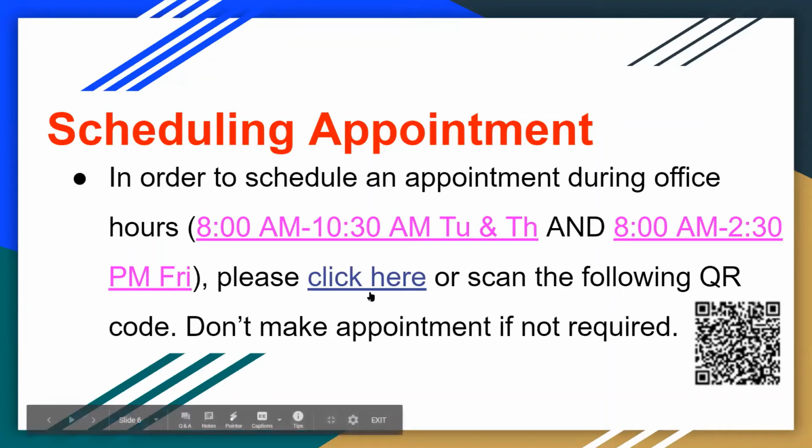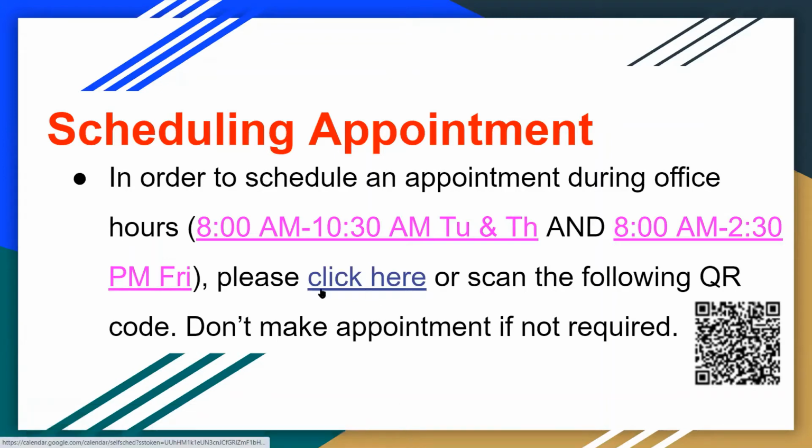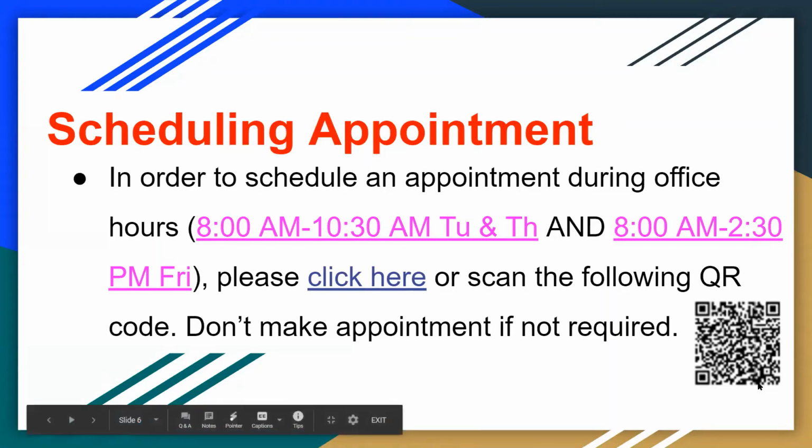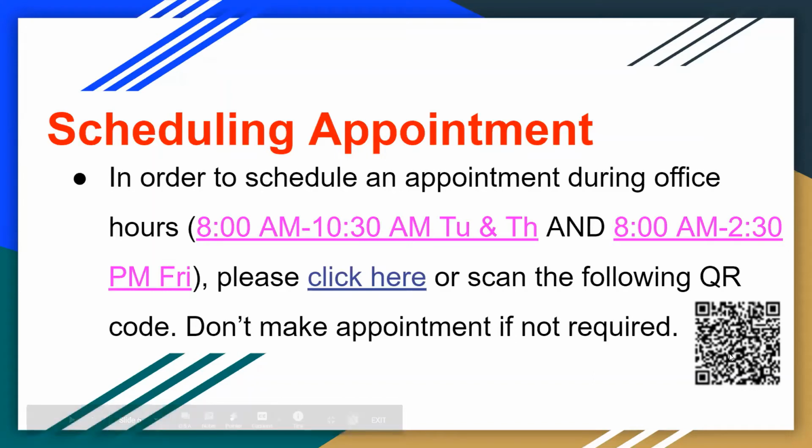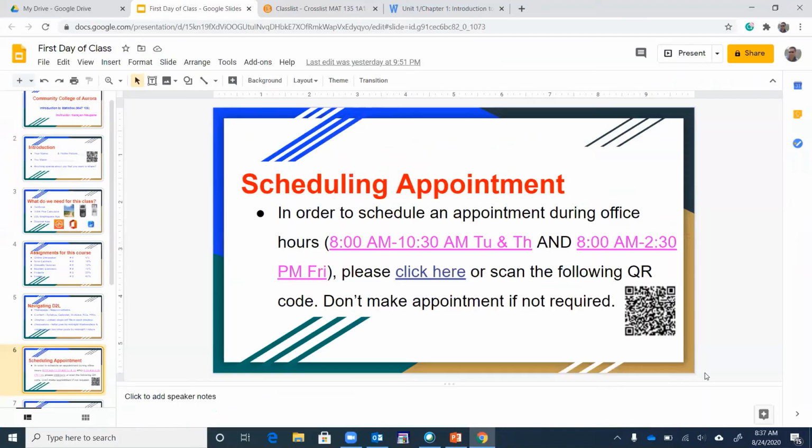So in the syllabus, there is this thing where it says click here. You can click there, or you can scan this QR code. You'll have this video with you all the time, or you have this QR code in the syllabus. So you have to scan that. Don't scan it now because you're not making any appointment right now. But let's see what happens when you click there.